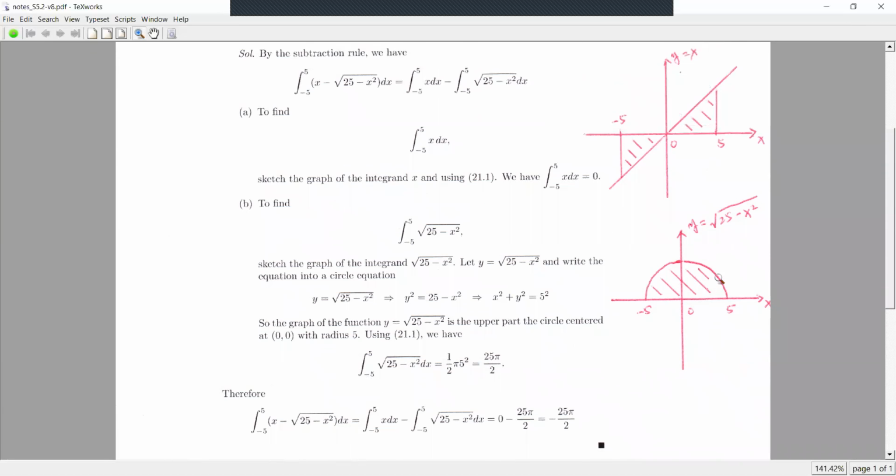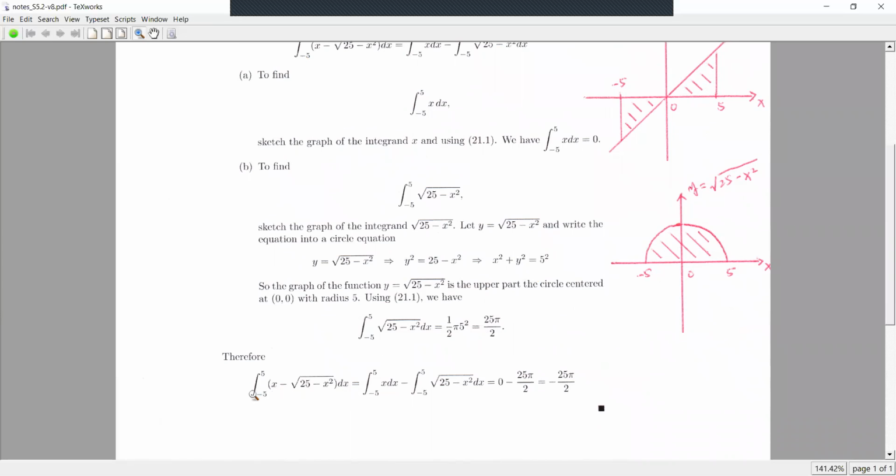Okay, now go back to the original integral. Original integral is this integral minus this integral. The first integral is 0. Second integral is this number. So therefore, the original integral is equal to 0 minus this number. It is negative 25 pi divided by 2.